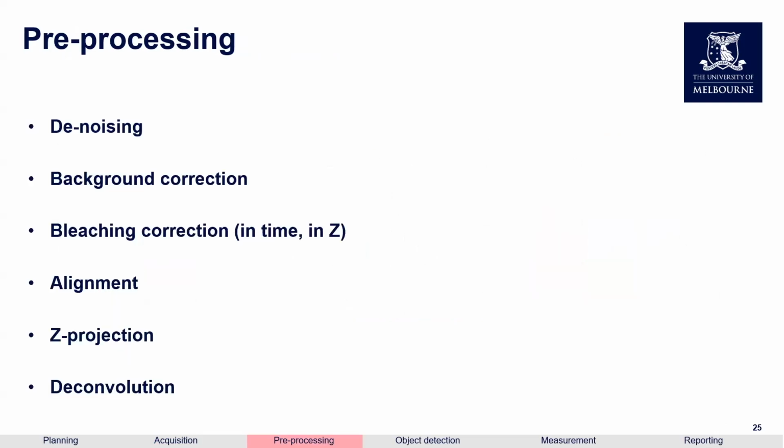So there are many procedures available. In this talk, I will cover the 6 most common, which are denoising, background corrections, bleaching corrections, alignment, Z-projections, and deconvolution.